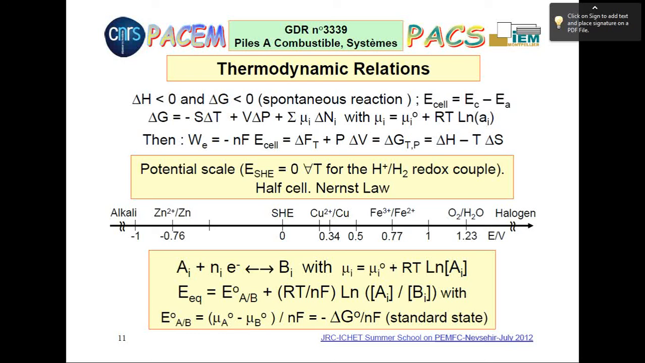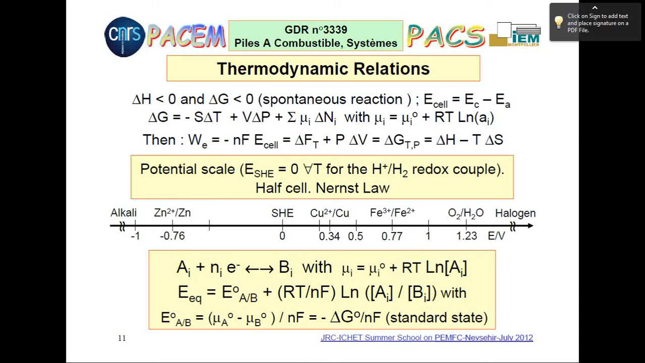So the electricity comes from the variation of Gibbs energy. That's the main point. And Gibbs energy is the difference between the enthalpy and entropy terms. If you look at the elementary law for any particles, you can write the variation of Gibbs energy in terms of variation of temperature, variation of pressure, and variation of number of moles of reactants, with mu as the chemical potential.